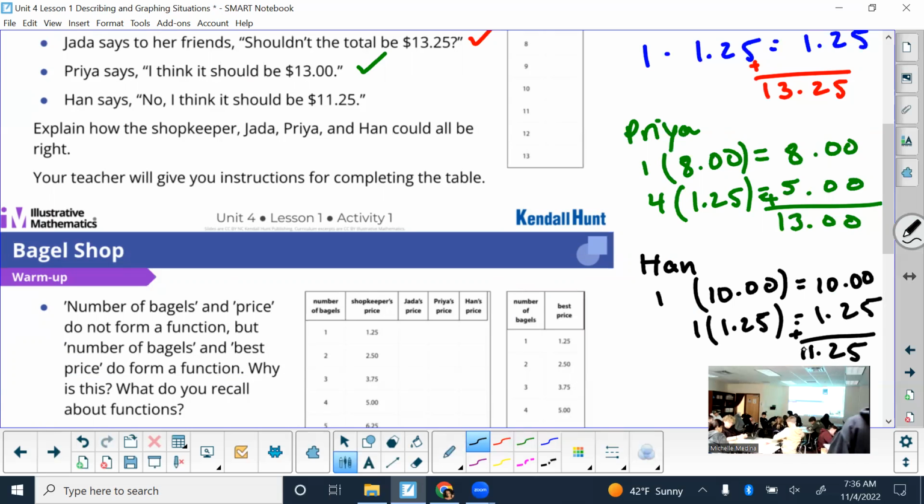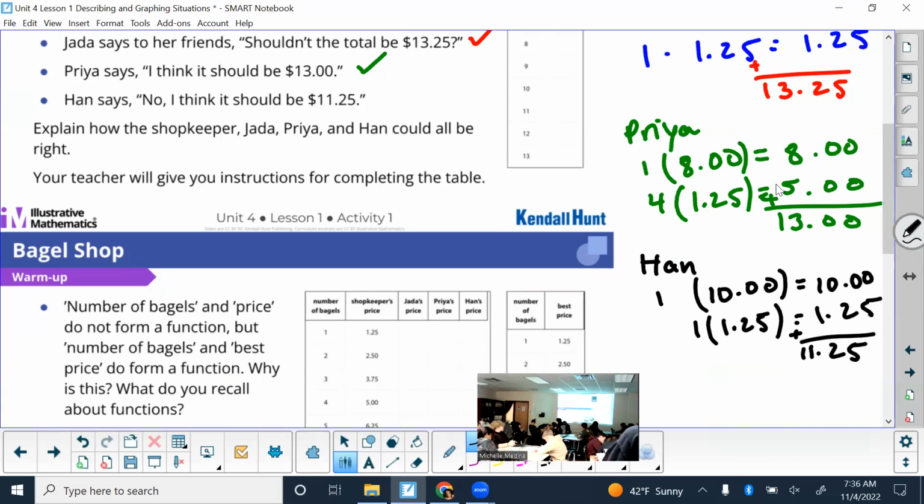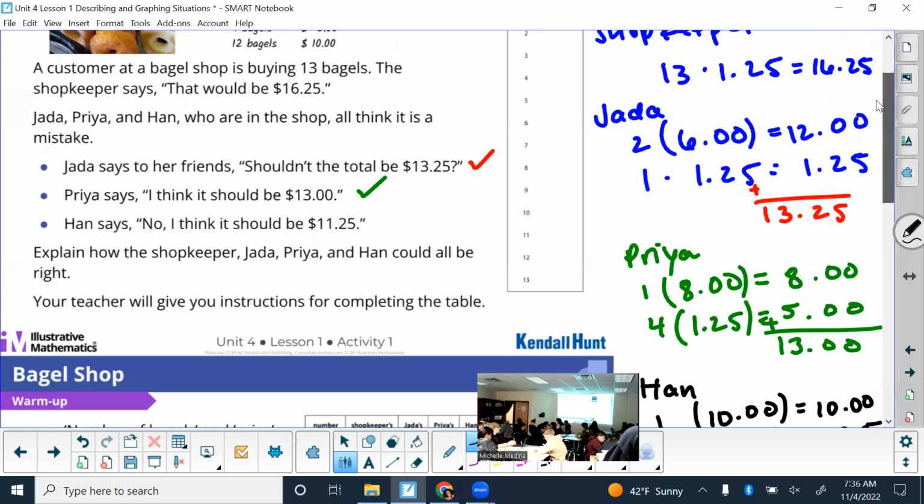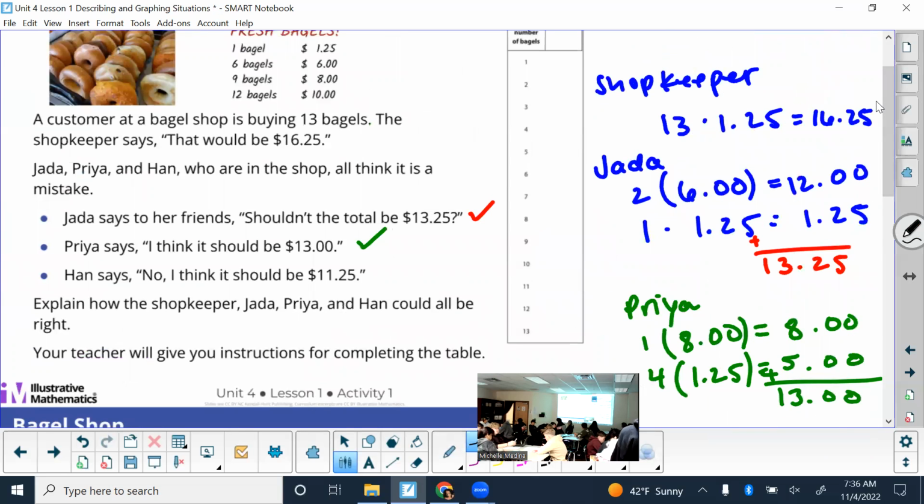So really, what price should they be awarded? Han's, Priya's, Jada's, or the shopkeeper's? Han's, I think. Because why do you have specials on multiple bagels if you're just going to always charge someone the full price for the 1 bagel? All right, I could see why the shopkeeper would want to do that, but if you're having special prices, you should honor those special prices. So yeah, Han really had the best deal in mind.